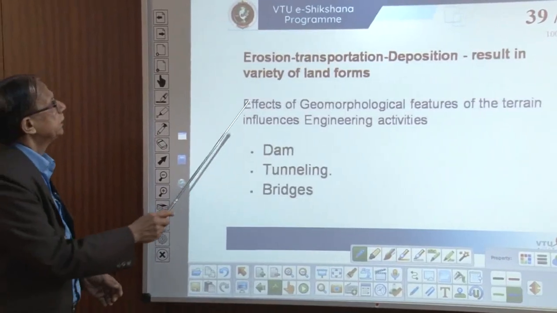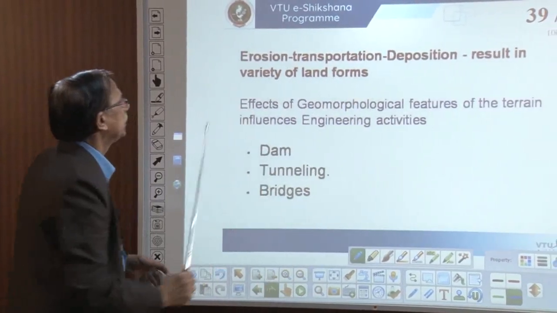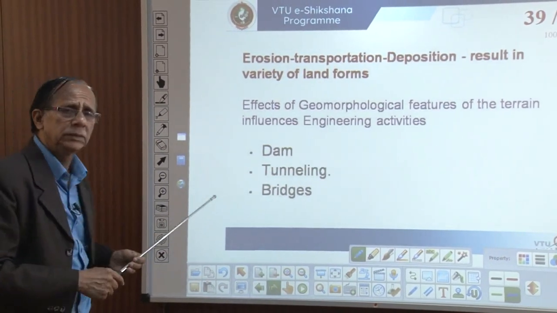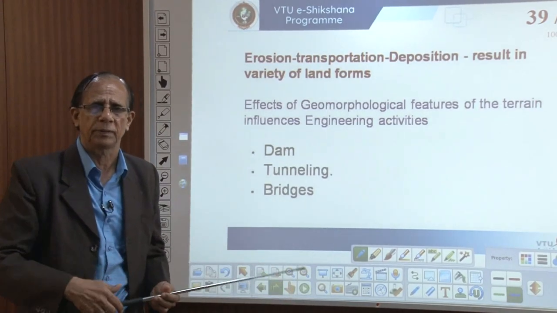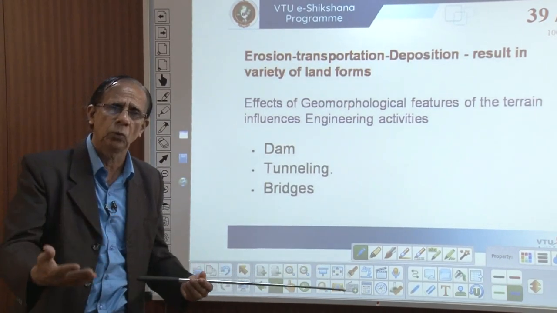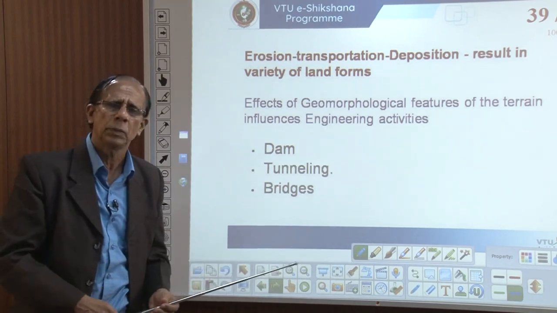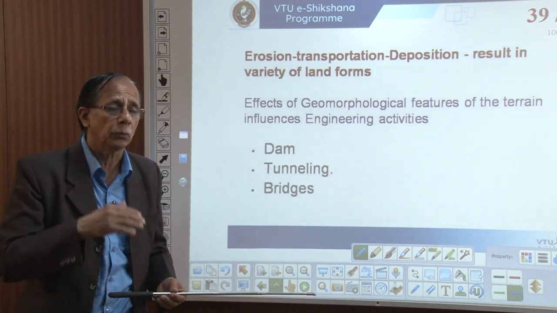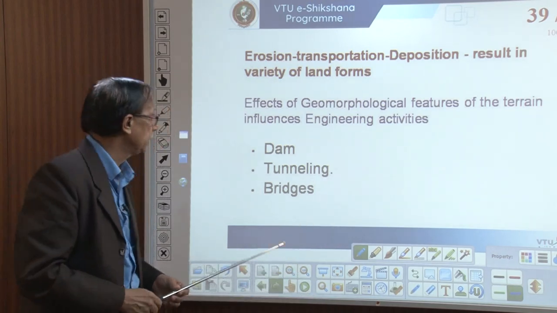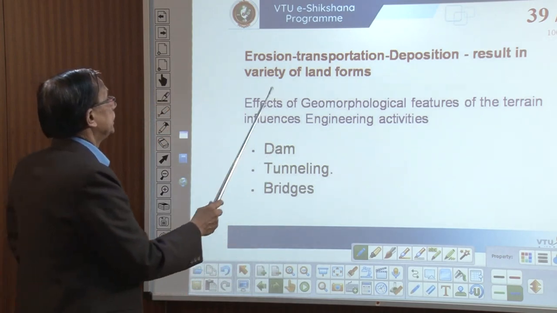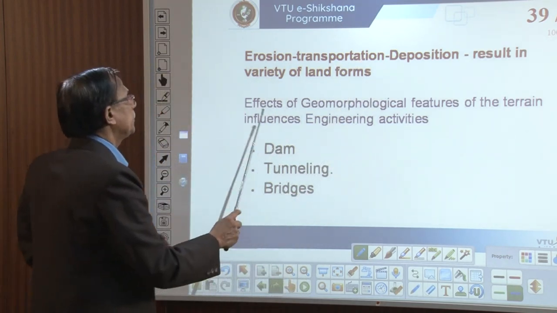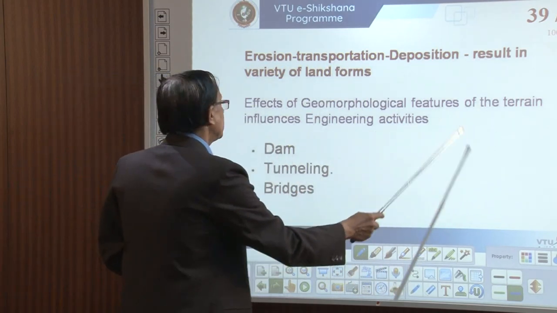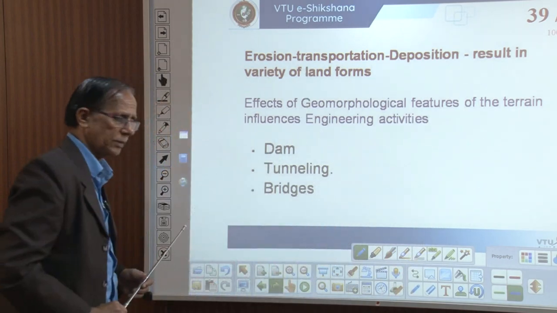We know erosion, transportation, deposition result in a variety of landforms. And these landforms are what we have to operate on. We may have a construction, a road, a bridge, a tunnel, a dam, many things. These all depend on the landform we have to deal with for certain engineering. In simple terms, the different landforms create different morphological features of the terrain. And morphological features of the terrain influence the engineering activities.